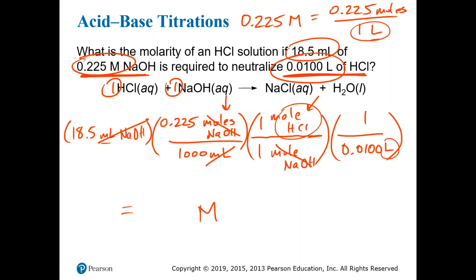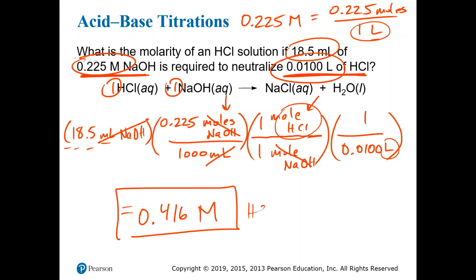So 18.5 times 0.225 divided by 1,000 times 1 over 1 divided by 0.01. Put all that together and you get 0.416, keeping just 3 significant figures because of the 3 significant figures in our measurements. And so this is the final answer for the concentration of the HCl solution, 0.416 molar.